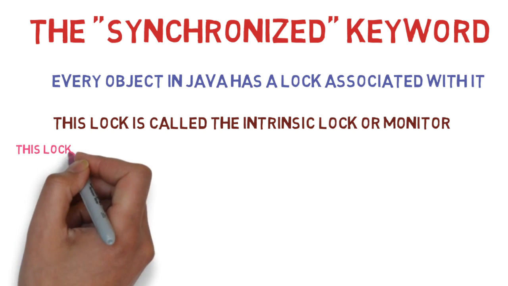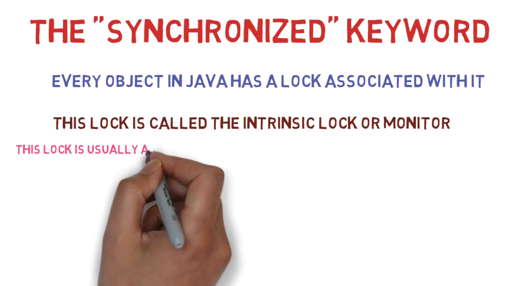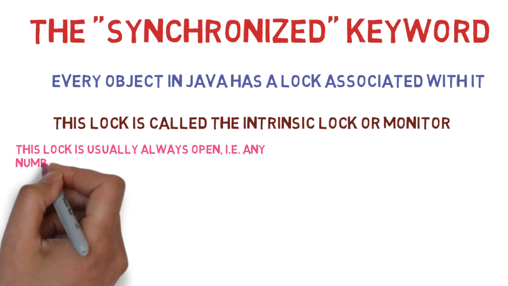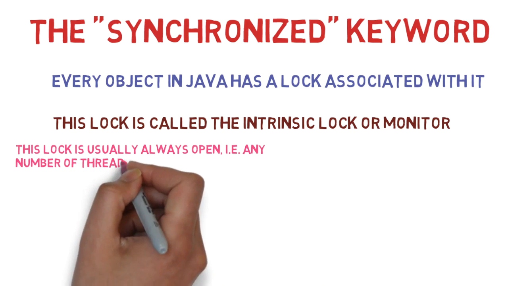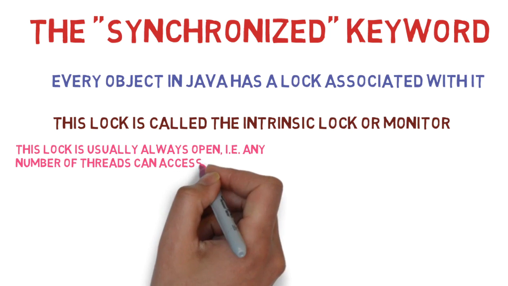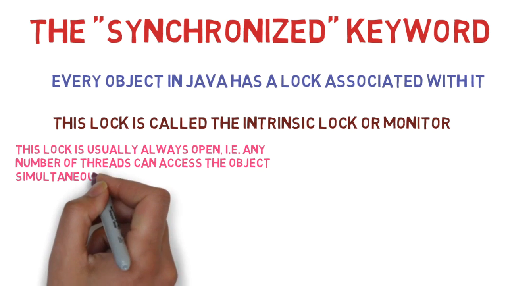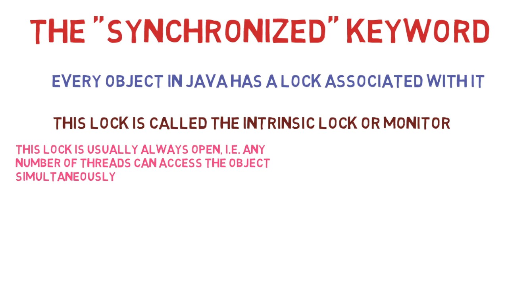Now, under normal circumstances, this lock is always open, which means any number of threads can access the object at the same time, if you imagine that people entering the room are actually threads. So when the lock is open, any number of people can go through the door and enter the room at the same time. There is no restriction. This is the normal way Java functions when you don't use locks or when you don't use the synchronized keyword, which is the basis of locking. So that's easy to imagine.